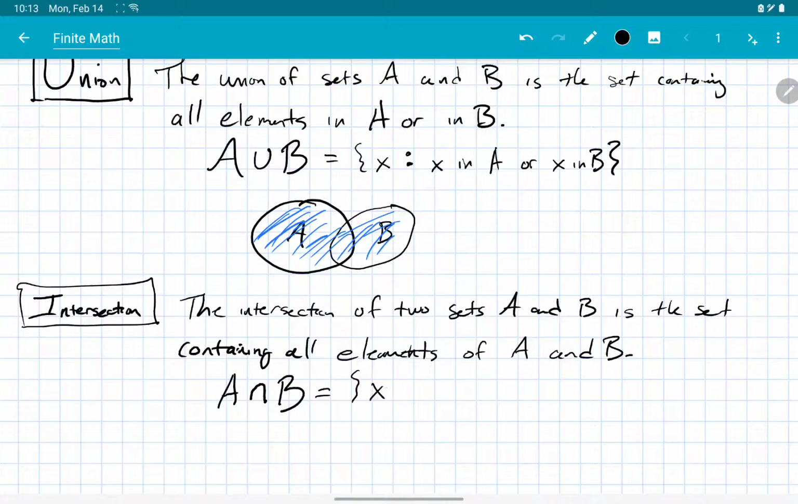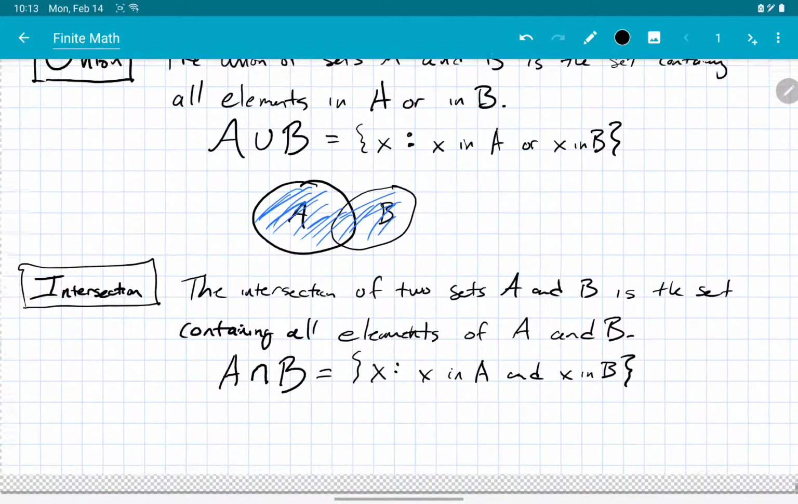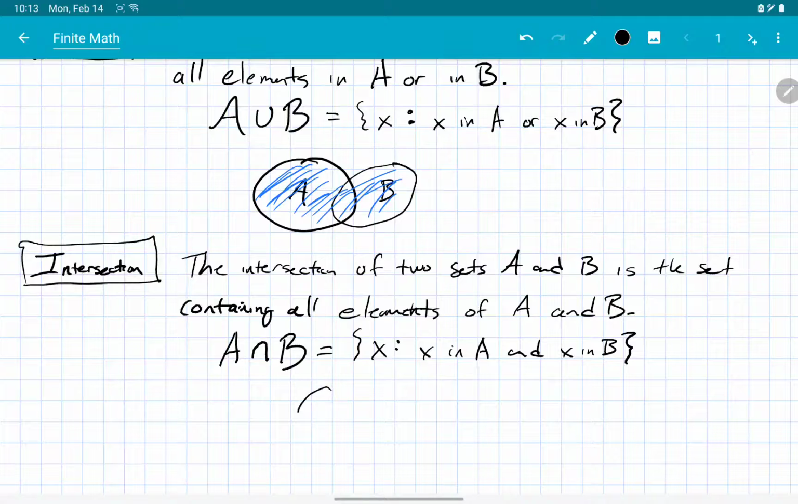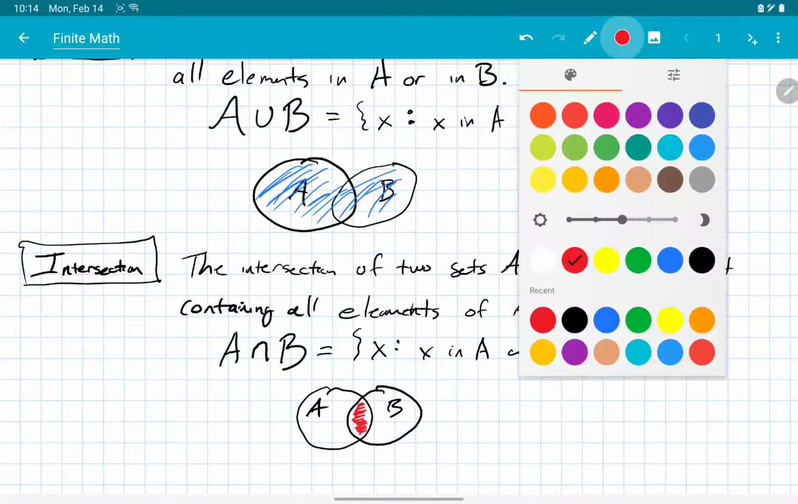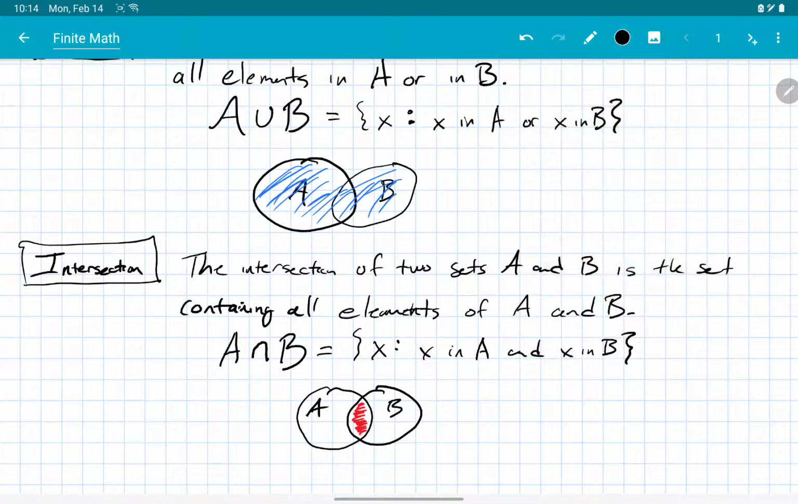And the set theory way to write this is x such that x is in A and x is in B. All the elements that are in A and B. And of course, if we draw our diagram before, like we have A and B, the intersection is only the things that are common to both A and B.